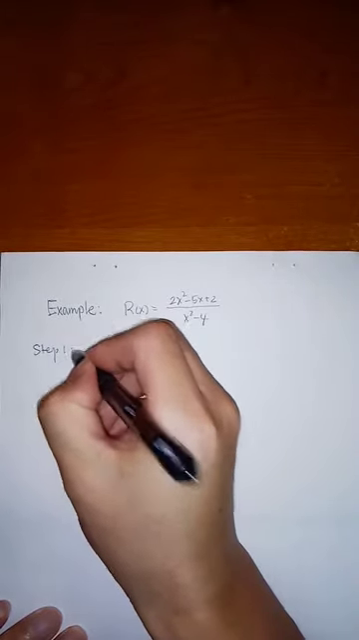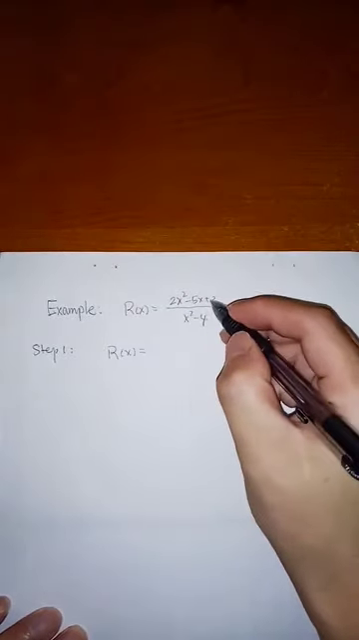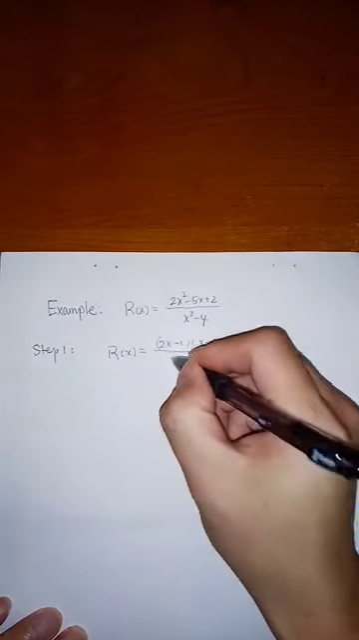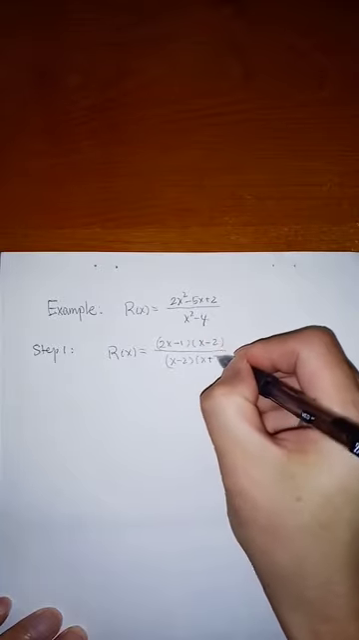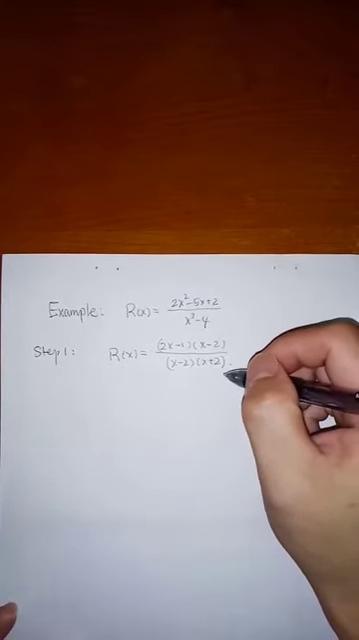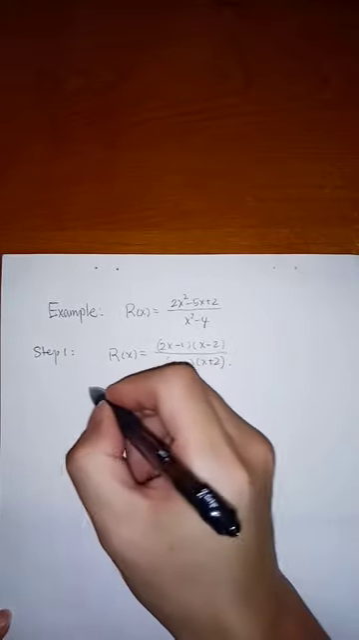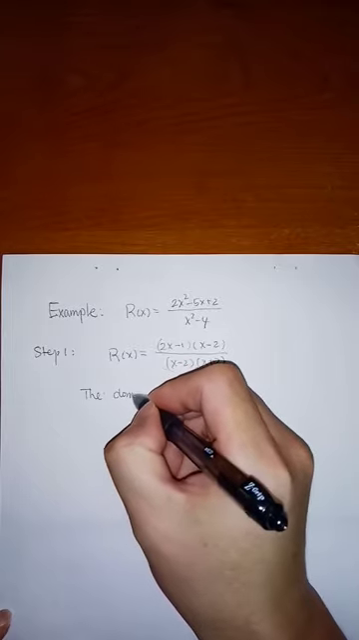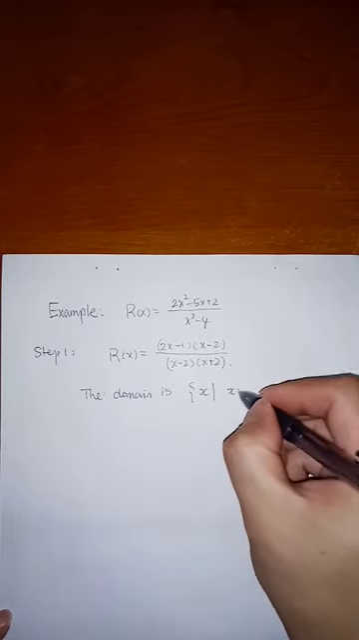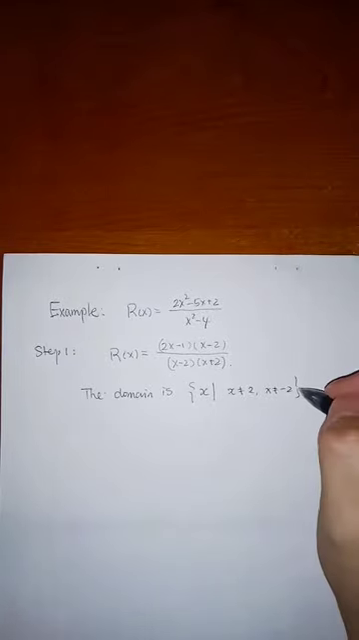So step 1, we try to determine the domain. To determine the domain, you need to factor it. To factor it, you will get 2x minus 1, x minus 2, over x minus 2, x plus 2. From the factorization, you can see the denominator is 0 when x is 2 or x is negative 2. So the domain is the set of all x, x is not equal to 2, x is not equal to negative 2.